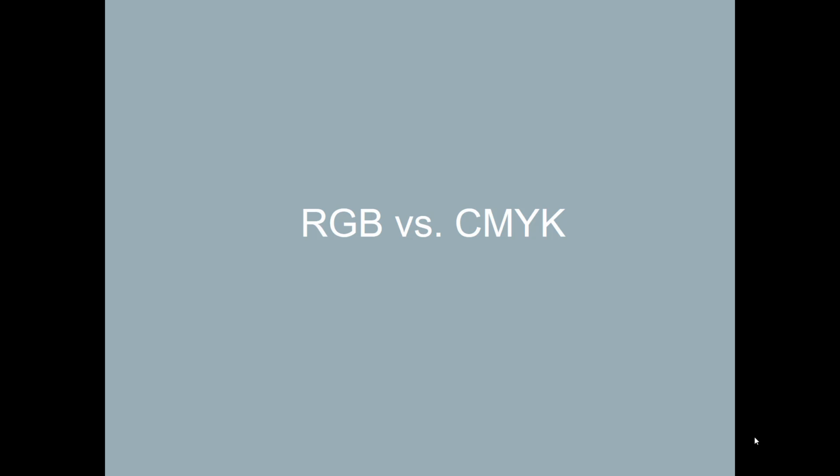So two different color spaces are RGB and CMYK. RGB is red, green, and blue, and it's typically the colors that you see on the screen, whether that be a computer screen or a television screen. CMYK is cyan, magenta, yellow, black, and that's the 4 colors used in 4-color process printing.